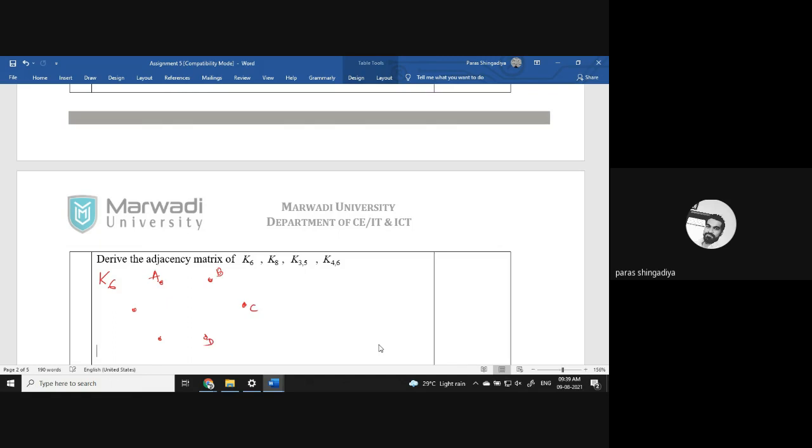Possibility. That is 6 vertices. Now A is connected with the rest of the 5. So A to B, then A to C, A to D, A to E, and A to F. Means each and every vertex is connected. So now do it for the second vertex. B को सभी के साथ connect करना है. B to C, B to D, E, and B to F. Here B to A is already connected.